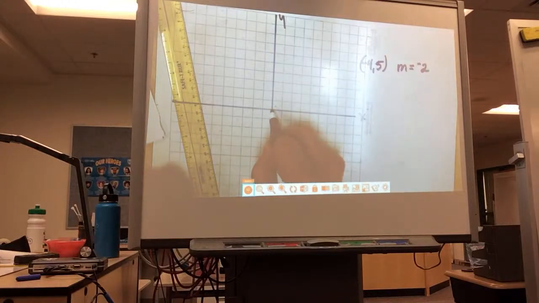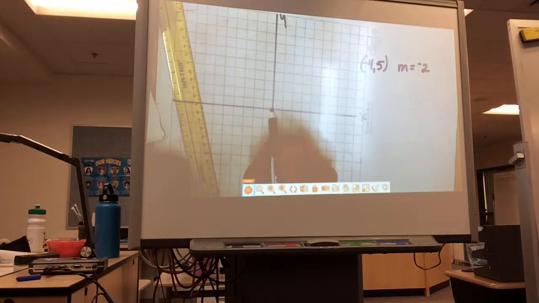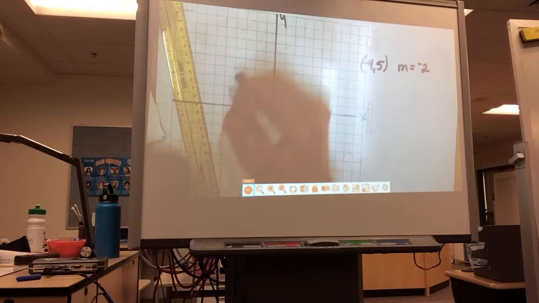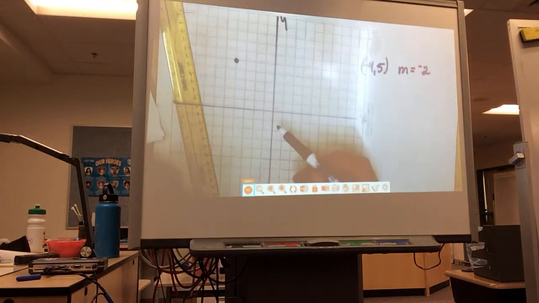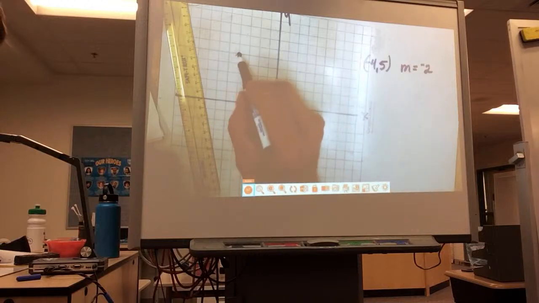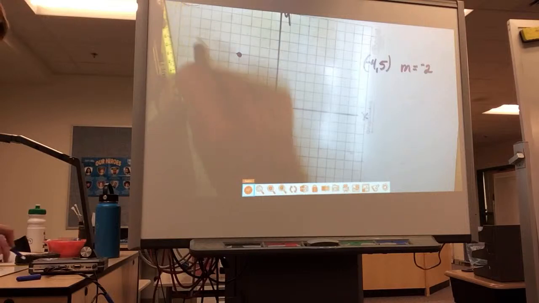So from the origin, which direction do I go? If I count from here, where do I have to go to get to that point? Left 4. And then? Up 5. Okay, so there's one point. It's on the line. Where's the next point that I have to put out? 4 more to the left from that last point. Go where? 4 to the left. Then up 5.